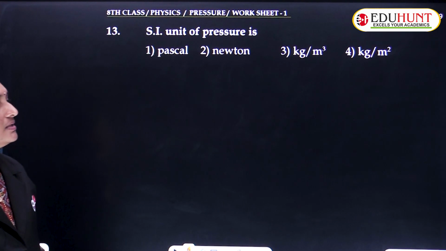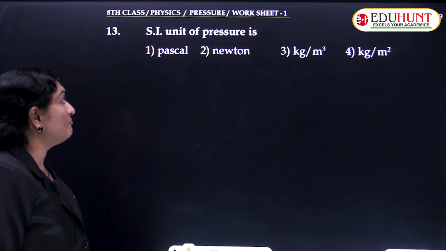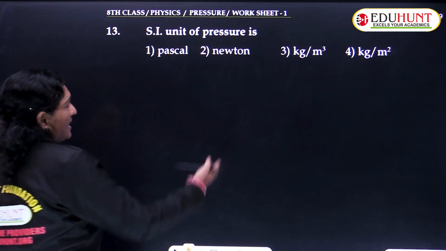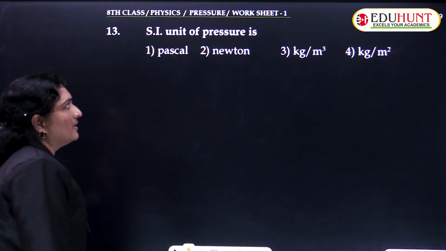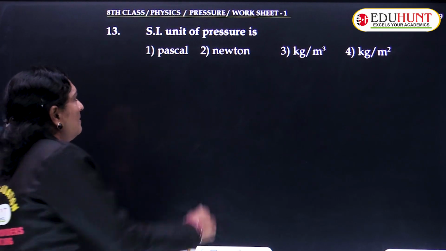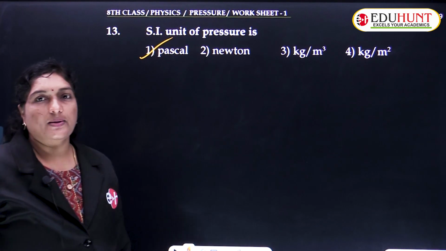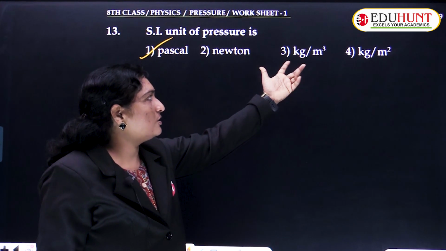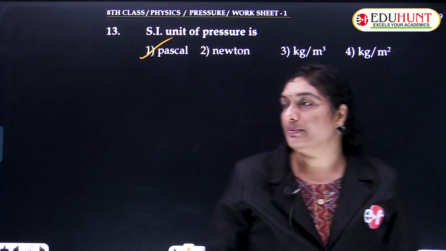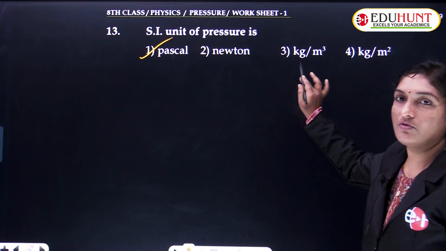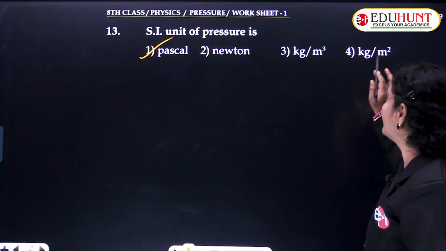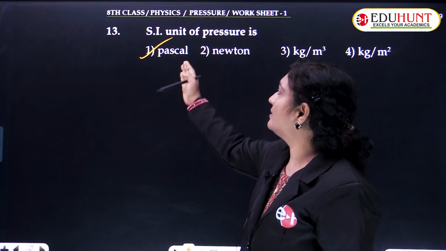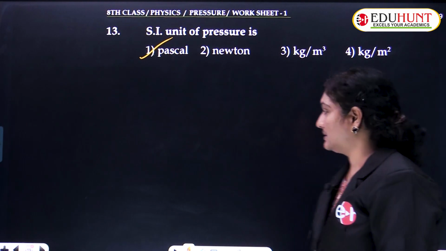So have a look at the 13th question, children. SI unit of pressure is. As we know, pressure in SI units is measured in pascals. Newton is a unit for force. Kg per meter cube is density, mass by volume. Kg indicates mass and meter cube indicates volume. Kg meter square is not a specific quantity, so not valid. So the SI unit of pressure is only pascals.